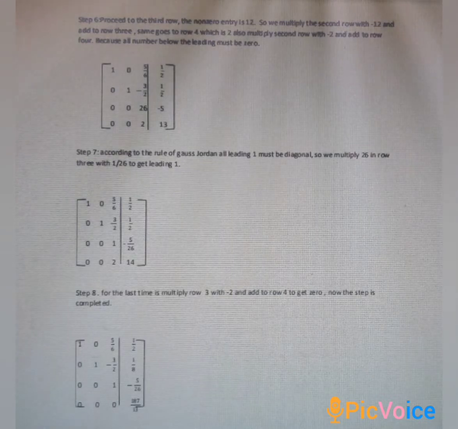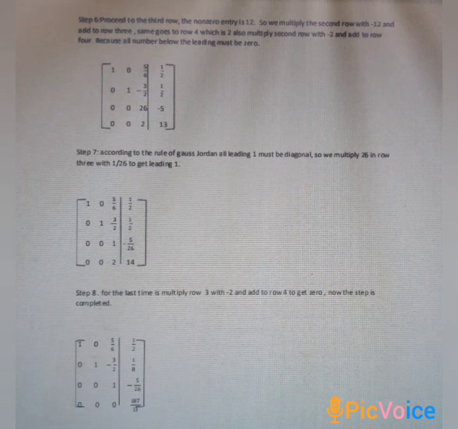Next, step 6. Proceed to the third row. The non-zero entry is 12, so we multiply the second row with negative 12 and add it to row 3. Same goes to row 4, which is 2. Also multiply the second row with negative 2 and add to row 4, because all the numbers below the leading one must be 0. So the third row will change to 0, 0, 26, negative 5, and the fourth row will be changed to 0, 0, 2, and 13.